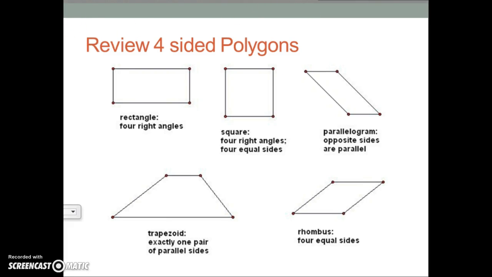Just a quick review for four-sided polygons, as we're going to be using those today. First, we have the rectangle. So a rectangle has right angles, has perpendicular sides. Then we have the square, 4 right angles, and then also 4 equal sides.